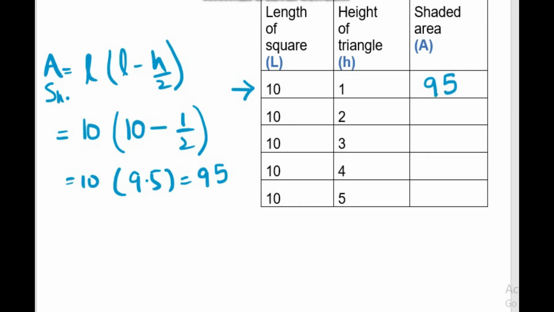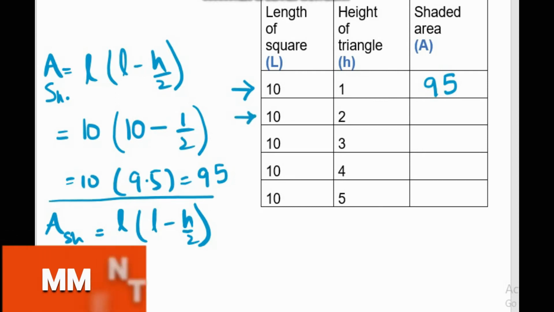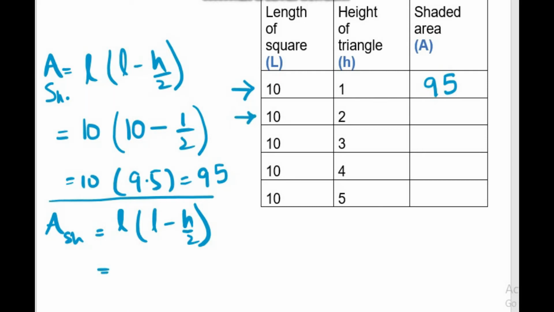If you increase the height of the triangle, what do you think? Would that be increasing or decreasing? Let's find out. So again, the area of the shaded region is length times (length minus H over 2), and this time we're going to calculate the shaded area when the height is 2. So this is 10, this is 10, and this time this is 2. So 10 times (10 minus 1), which is 9.